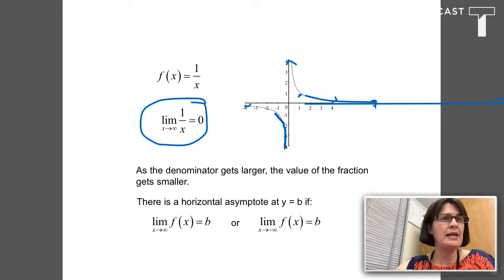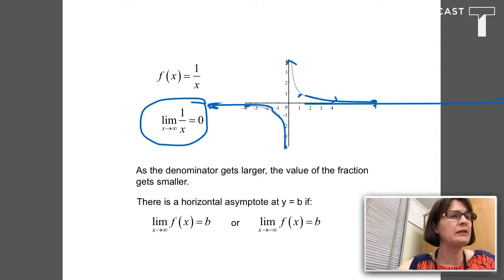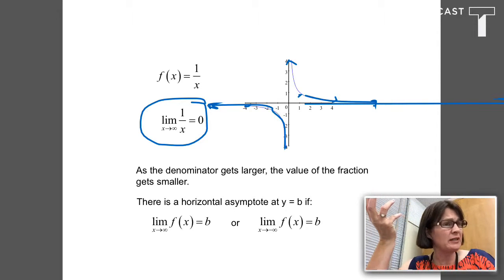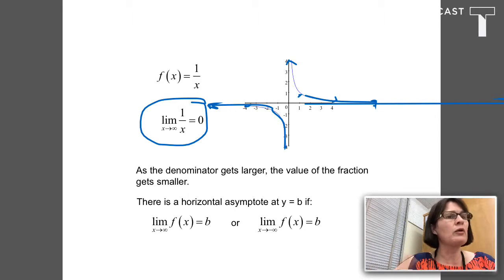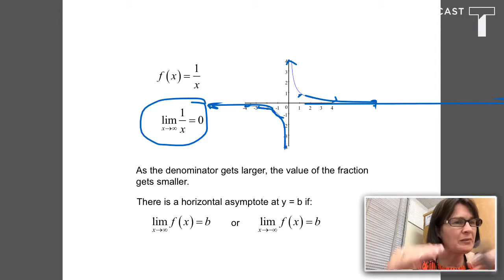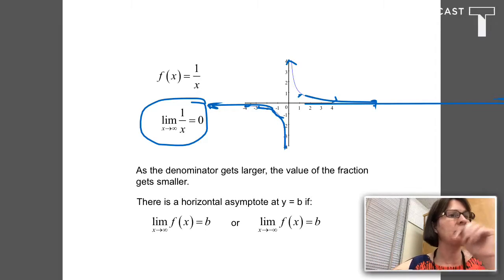I could try the other direction too. If I plugged in negative numbers that got closer and closer toward negative infinity, I'd have a fraction with a negative value whose denominator got bigger and bigger, and it would still approach closer and closer to 0, just that the value of the fraction would be negative. So you can see I'm approaching from underneath the line y equals 0.